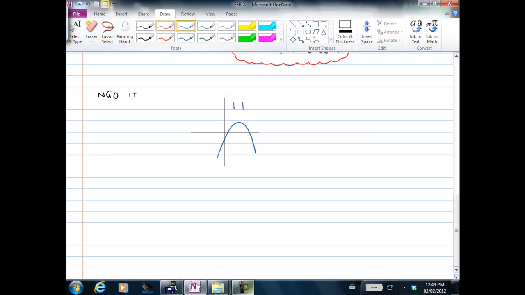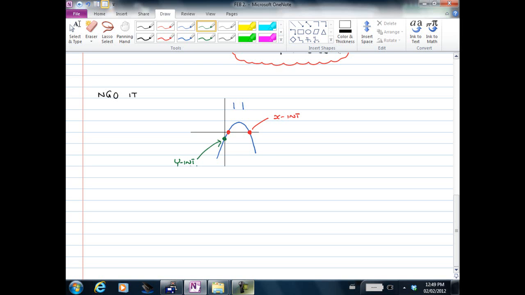And we label this as your x-intercept. And we label this as your y-intercept. X-intercept, y-intercept. So that's all we're going to do, x and y intercept.